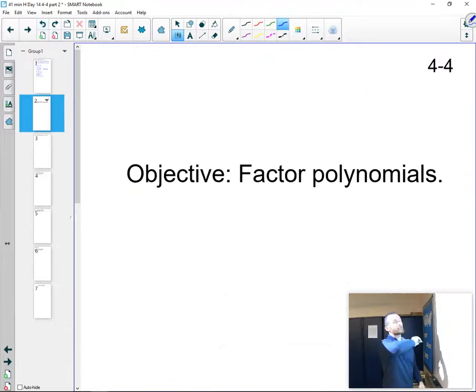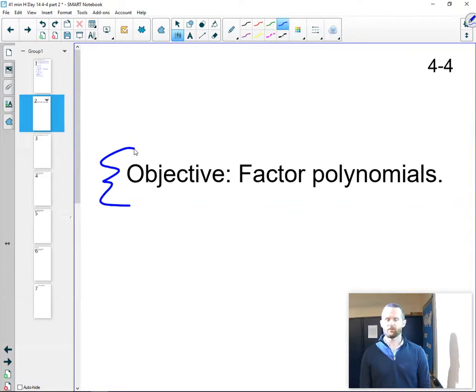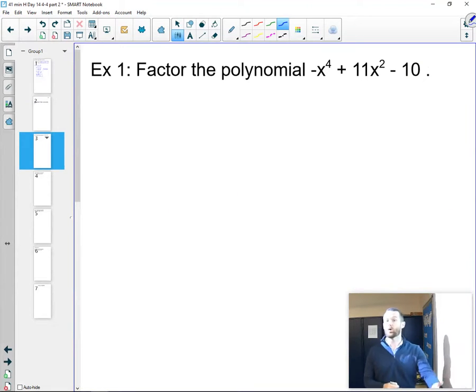Okay, take a look at our objective. Today we're doing chapter 4, section 4, and after today we should be able to factor polynomials. So we're not just going to be looking at quadratics today. We're going to be looking at some trinomials that have powers bigger than 2 or that look a little bit different. So that's why it's just polynomials today instead of quadratics.